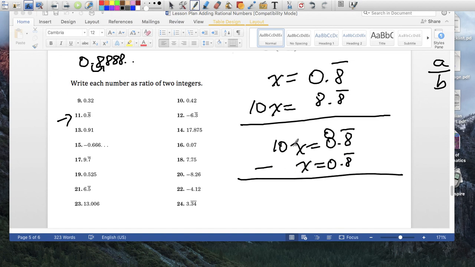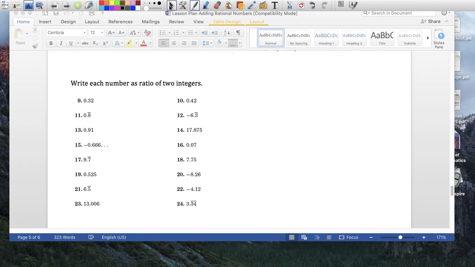Let's subtract. 10x minus x is 9x, and 8.88888 forever minus 0.888 forever, the forever 8s will be 0, and 8 minus 0 is just 8. Let's isolate our variable, divide this by 9, divide this by 9. On this side, these two 9s become 1, and x becomes 8 over 9. So 0.8 bar notation, as a fraction or as a ratio of two integers, is 8 over 9. Okay, the rest you should have no problem finishing, hopefully. And we're done. Okay, that was not that bad.